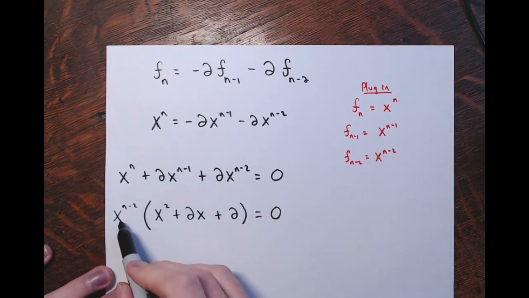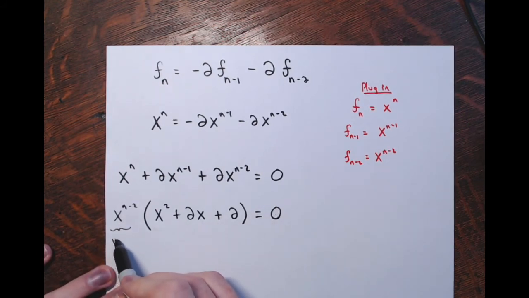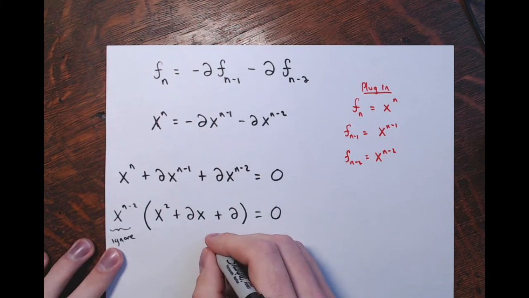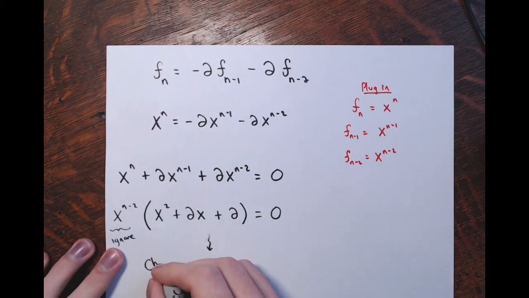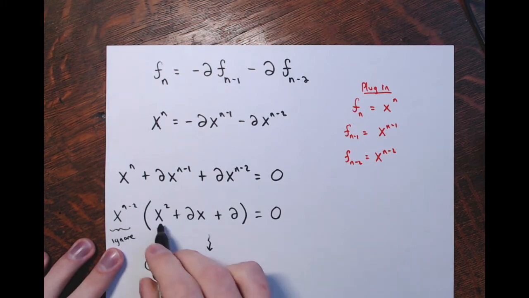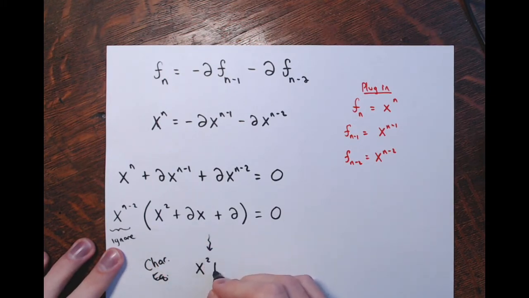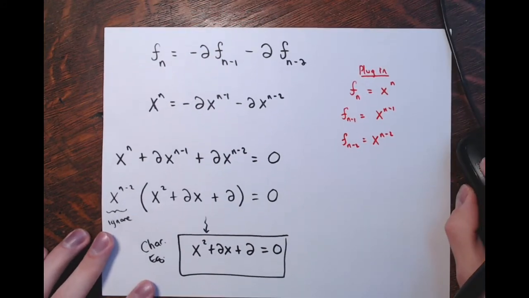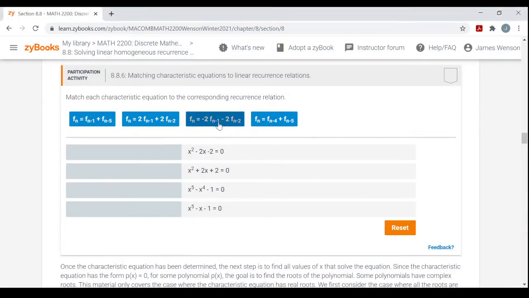And again, I can ignore this because, if I set this equal to 0, it's going to give me f sub n equals 0. And that was that trivial solution, where every single term in the sequence is 0. So the characteristic equation here, the characteristic equation is, when is x squared plus 2x plus 2 equal to 0? All right. So going back to this activity here, that's just this one.